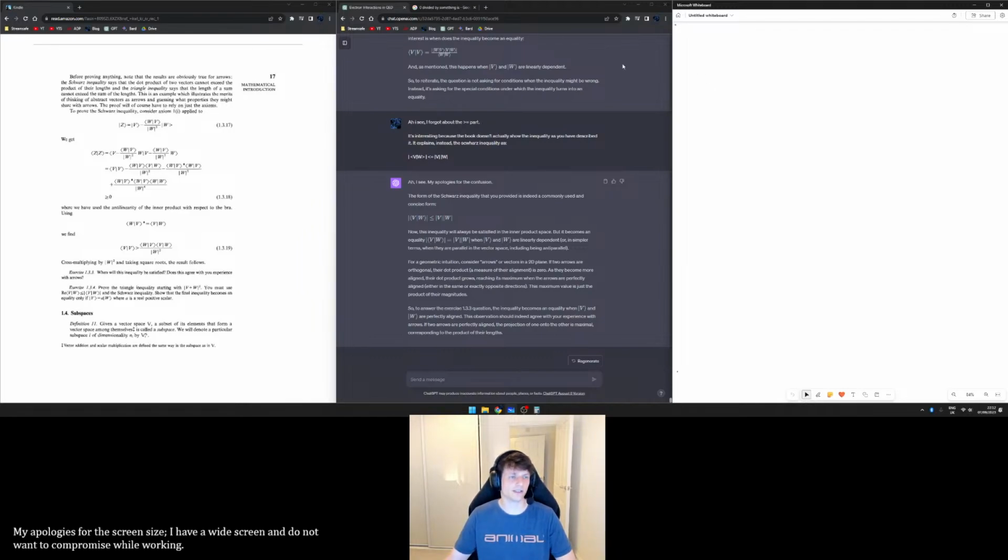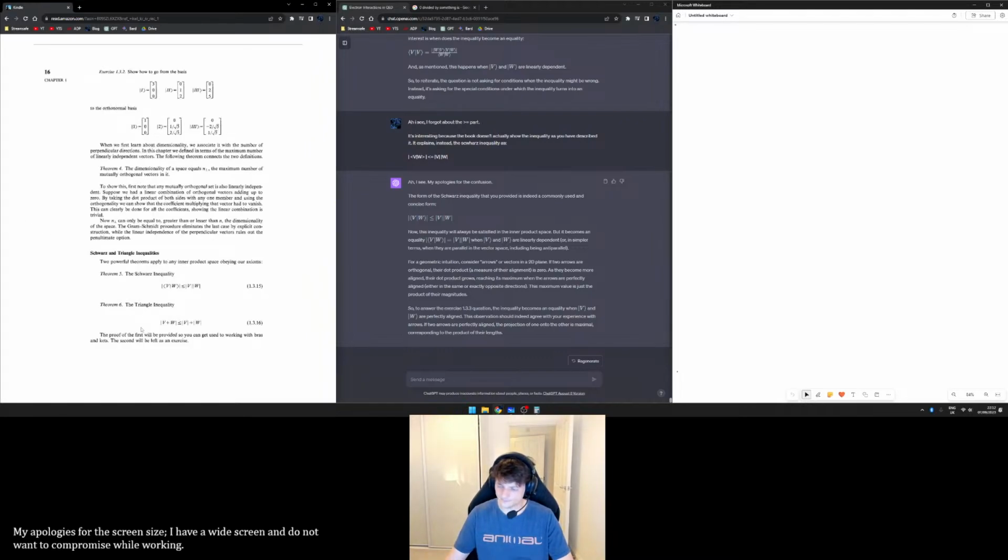Prove the triangle inequality. So let's remind ourselves of the triangle inequality. The triangle inequality equals the magnitude of the addition of the vectors is less than or equal to the magnitudes plus each other.